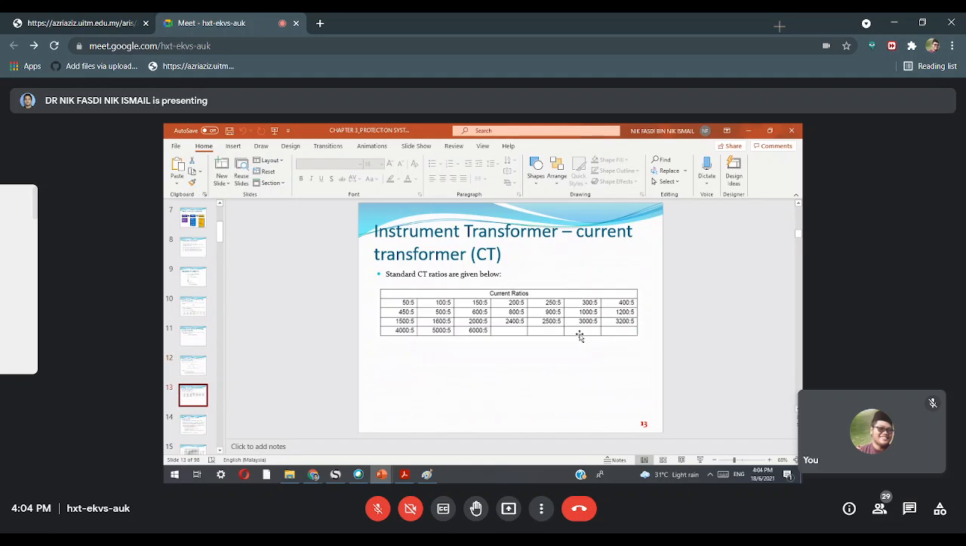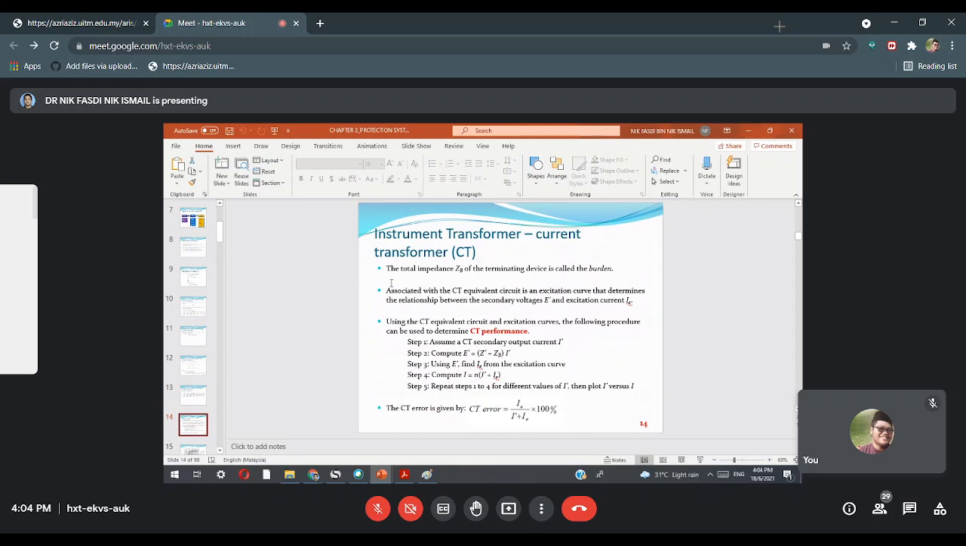Okay, tak apa. Ini dia standard of CT ratio, right? So 5M, 3 to 5. Bukanlah dia jadi 5M, tidak, dia ratio, dia standard. Jadi mungkin dia boleh rendah atau tinggi sikit. Okay, the total impedance ZB of the terminating device is called the burden.